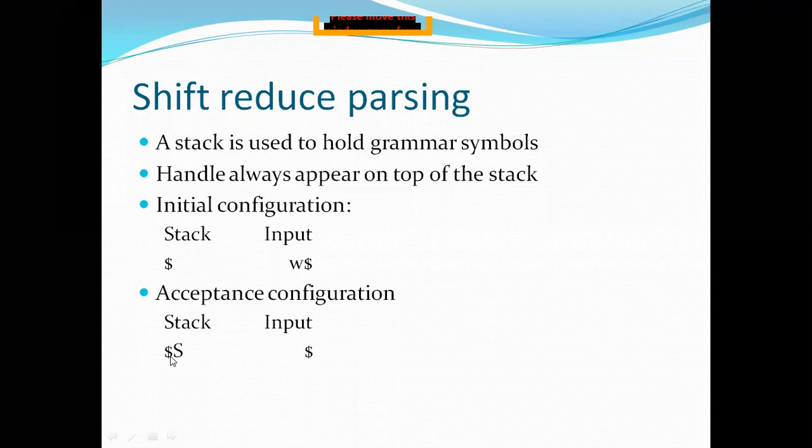యాక్సెప్టెన్స్ కాన్ఫిగరేషన్, సో ఇక్కడ స్టార్టింగ్ సింబల్ డాలర్ ఉండి అలాగే ఇన్పుట్ స్ట్రింగ్ లో డాలర్ ఉంటే So we are having the acceptance configuration. So this is the initial configuration with stack with dollar and input is string ending with dollar, and acceptance configuration means finally we are getting dollar with S. S means starting symbol and input string is having the end of the string dollar. So in this situation we want to know the string is accepted by the given grammar. Okay, so string is accepted by the given grammar means we are constructing the correct parsing, right?